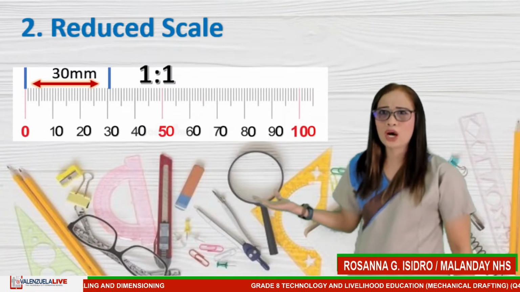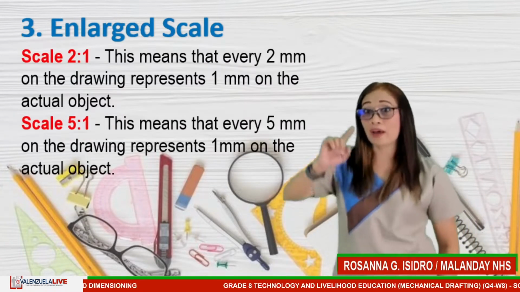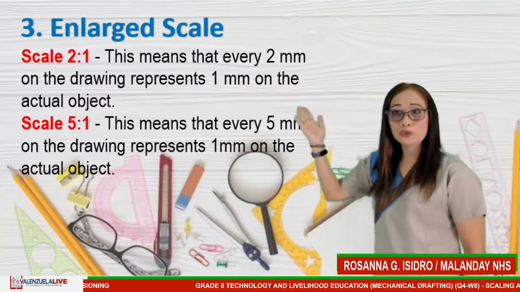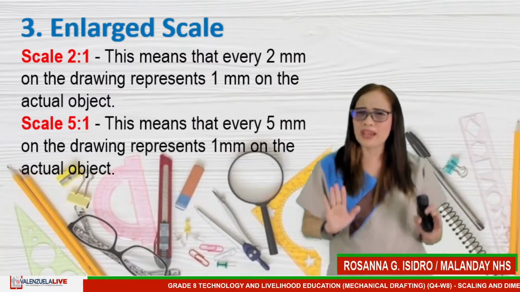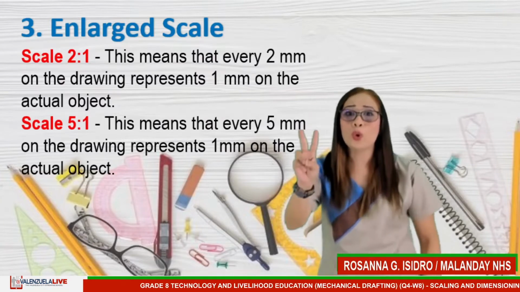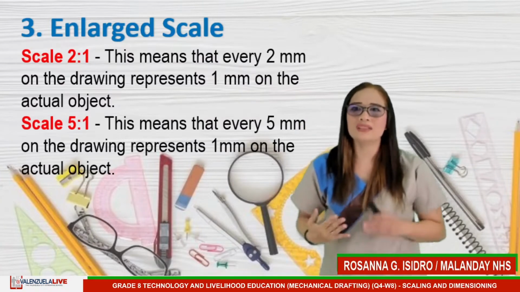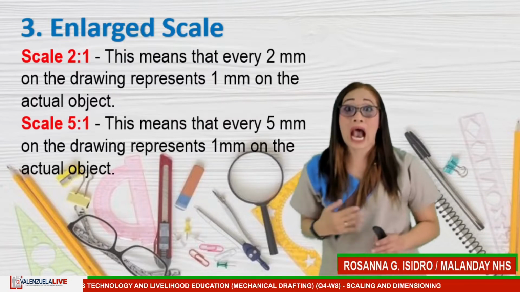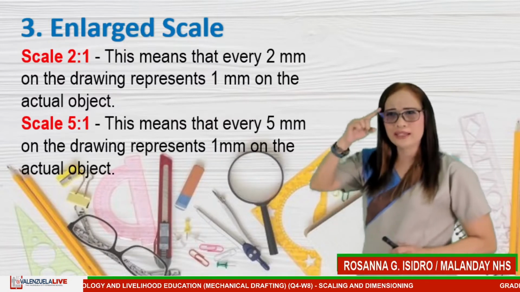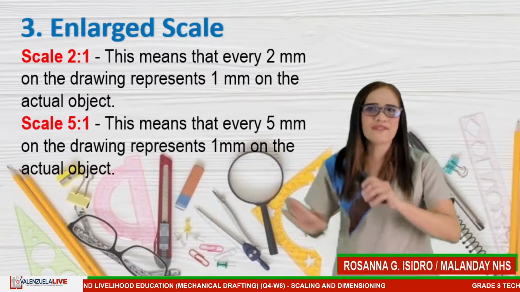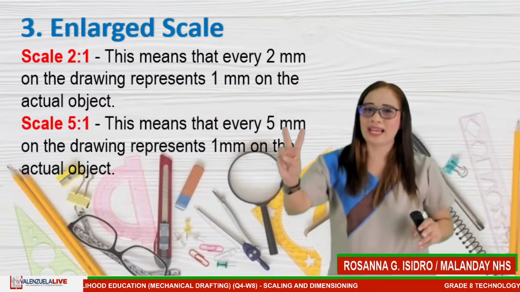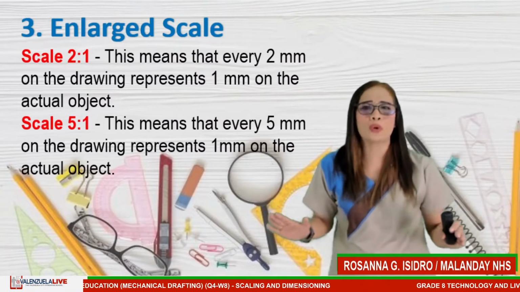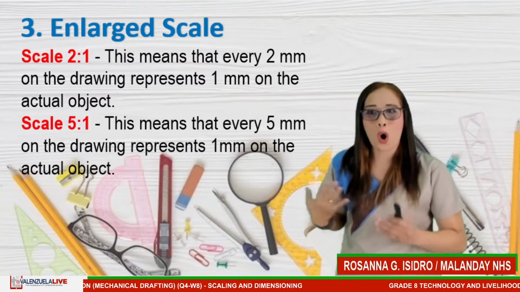Last, enlarged scale, or scaled up. Scale 2:1. This means that every 2 millimeters on the drawing represents 1 millimeter on the actual object. These views on the drawing paper are twice the size of those of the actual object.